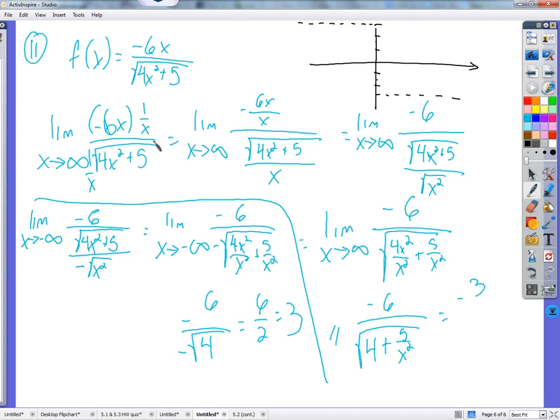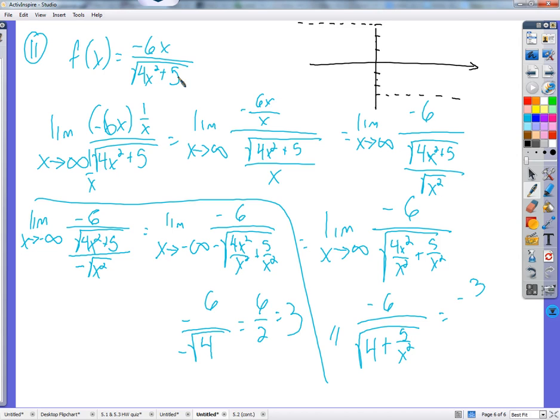So there's a mathematical way. We can go back, and as I said, you could just imagine that as x goes to infinity, this becomes less and less significant. So it's essentially negative 6x over the square root of 4x squared. That would simplify to 2x. And then we could analyze it for positive and negative infinity, and that would come out just fine.